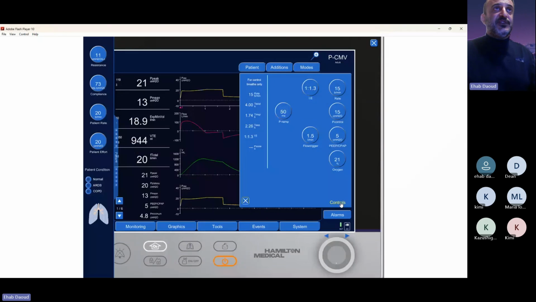Okay, so let's see what happens when we lower the inspiratory time, because here our inspiratory time is 1.74. So I will actually try to reduce it, and let's see if we can match that patient.